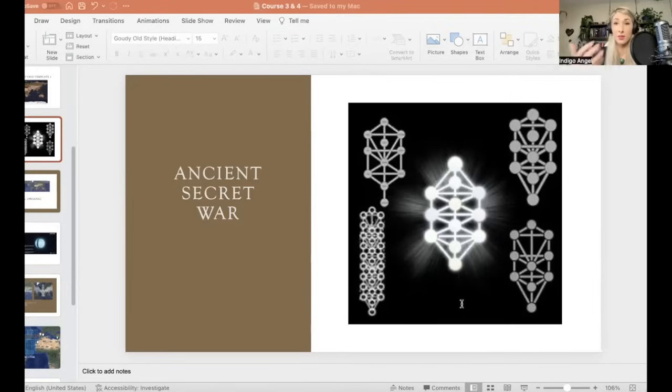Things like doing universal tree of life clearings, J seal removals, entity clearing, simply just working with the architecture itself, activating the architecture within you and also within your group participants, the same as you would the chakra system. So working with these structures, knowing that these structures are inherent and within you.